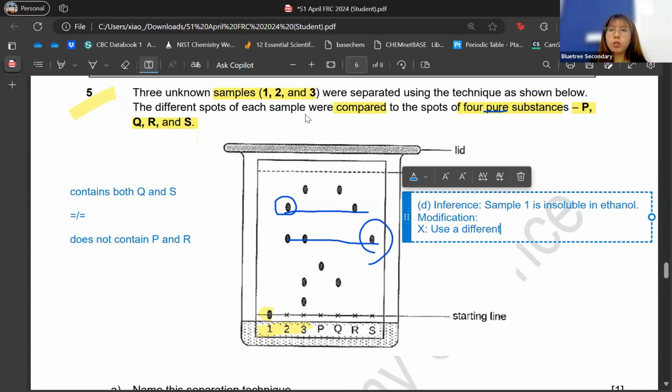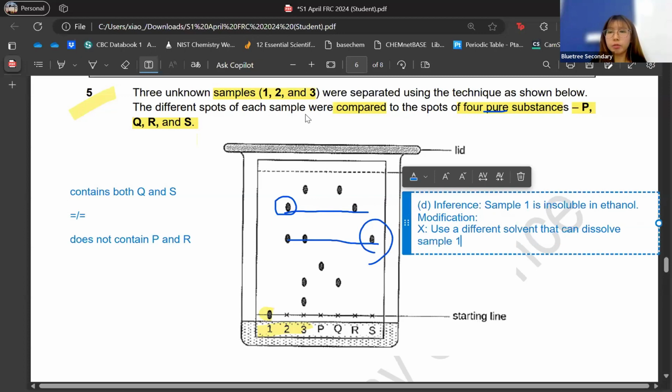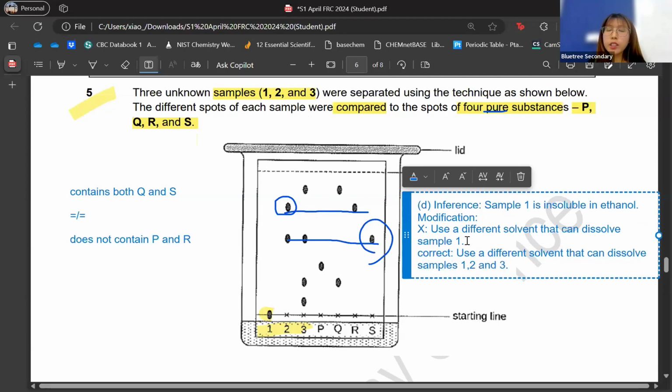use a different solvent that can dissolve sample 1. Okay, the correct answer would be use a different solvent that can dissolve samples 1, 2, and 3. Okay, because why is the first statement incorrect? Because it is not clear, it is not specific.